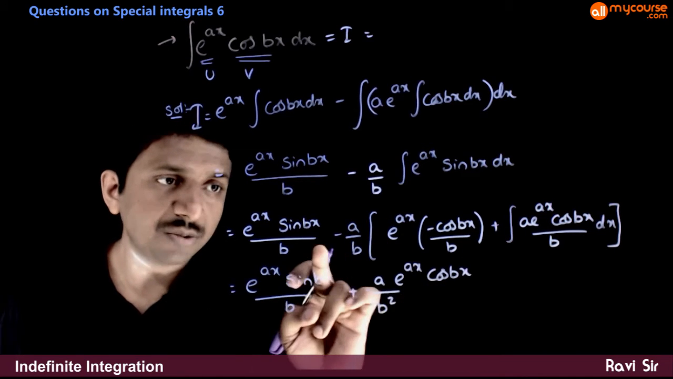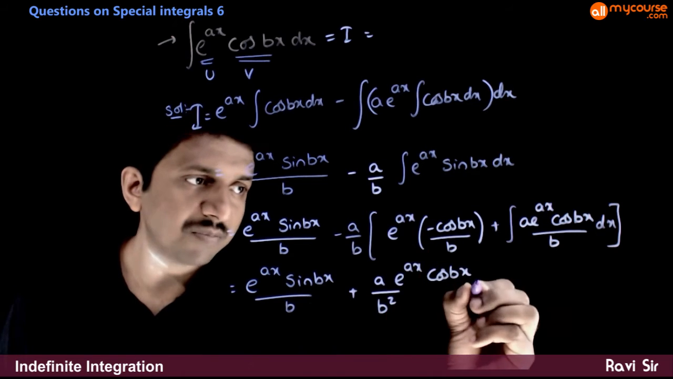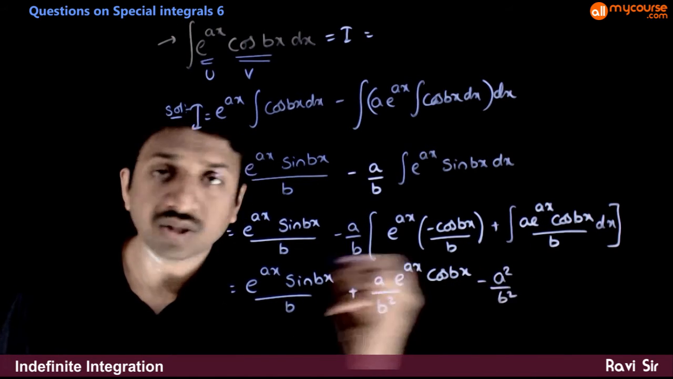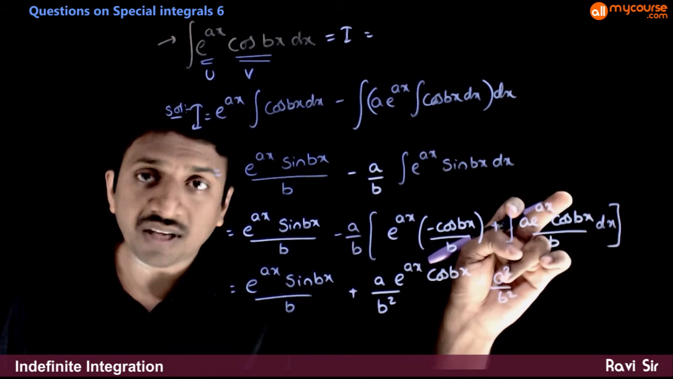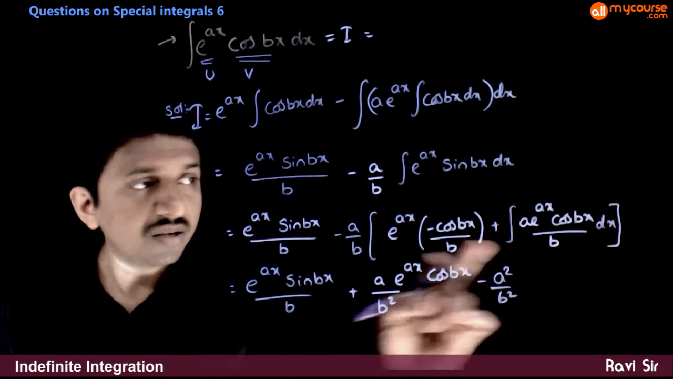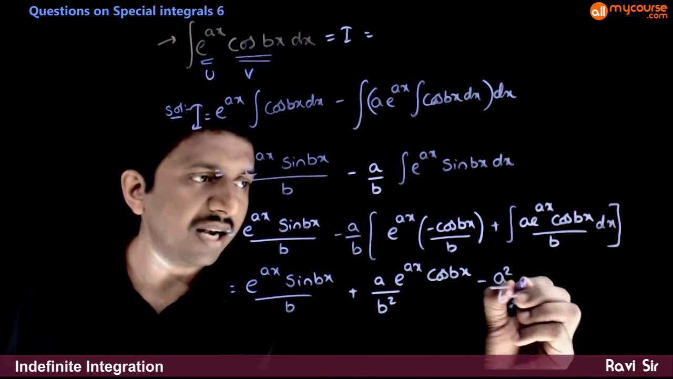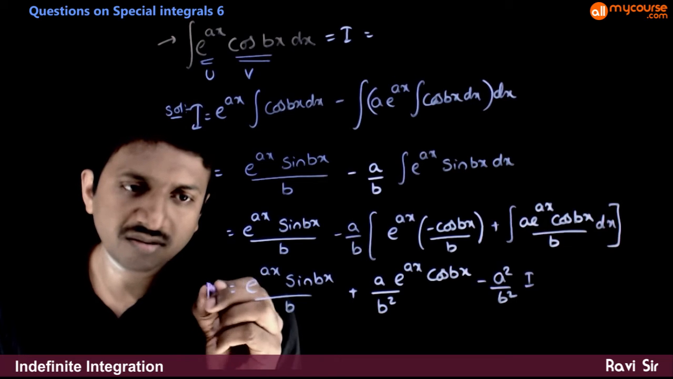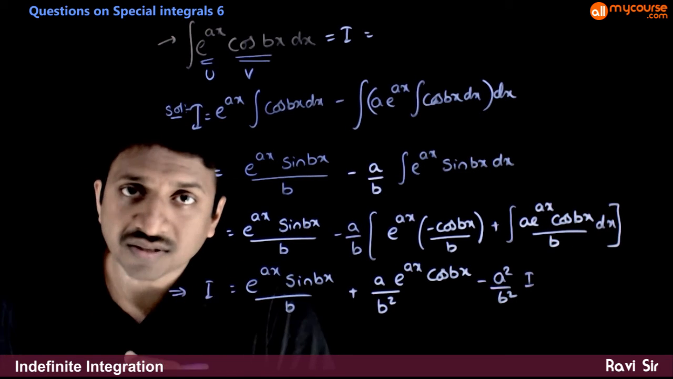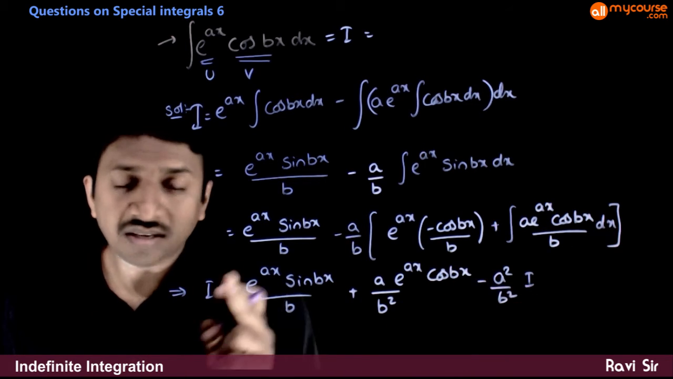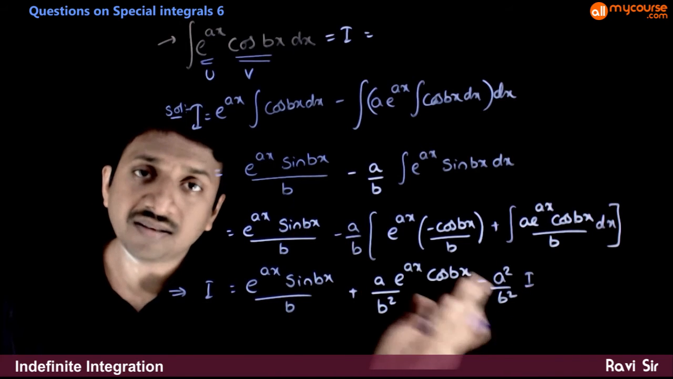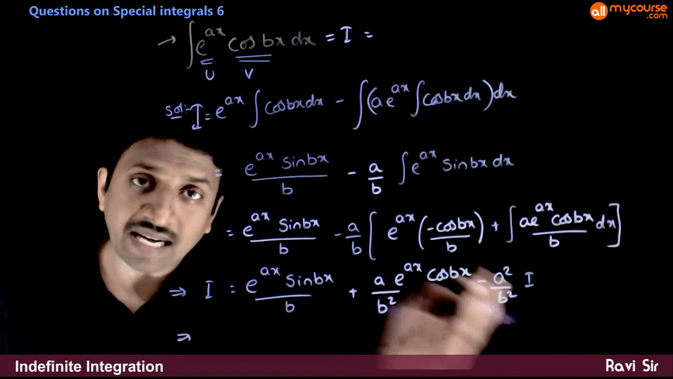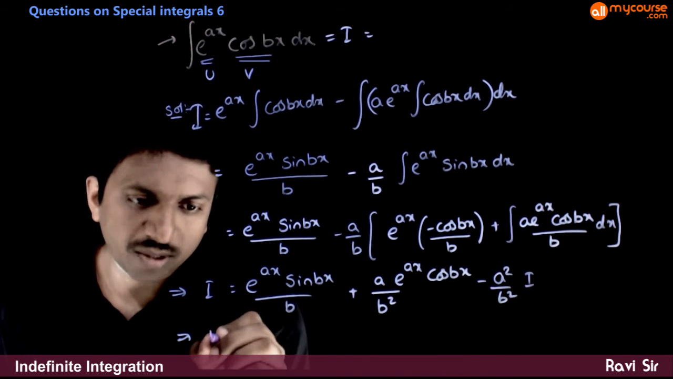And if you multiply these two, minus into plus becomes minus a square by b square times integration of e power ax cos bx dx, which is same as the original integral I. So I is equal to this. Here also you have an I, here also you have an I. You bring this I onto this side. So if you bring I onto this side, I times 1 plus a square by b square.